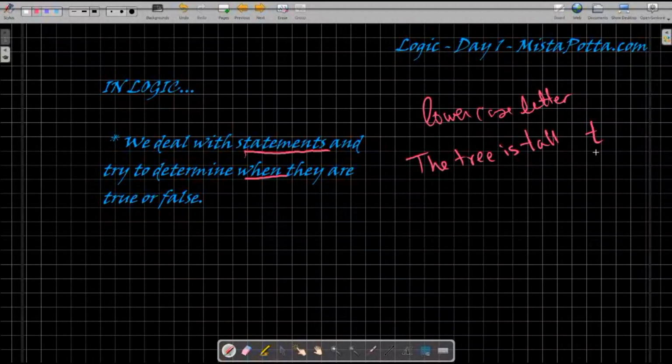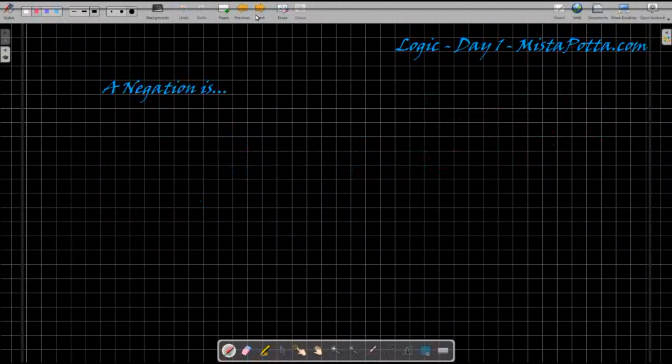You'd say, yeah, that's a true statement. Or if I'm standing beside a 3-foot tall shrub and I say, oh, look, the tree is tall, you're like, no, I don't think so, Mr. Potter. That looks false to me. So we have this concept of a statement. A statement is a sentence that's either true or false. And I'm going to be saying these definitions almost like a mantra. I'm going to be repeating these word for word. We have to know these verbatim because these are good definitions.